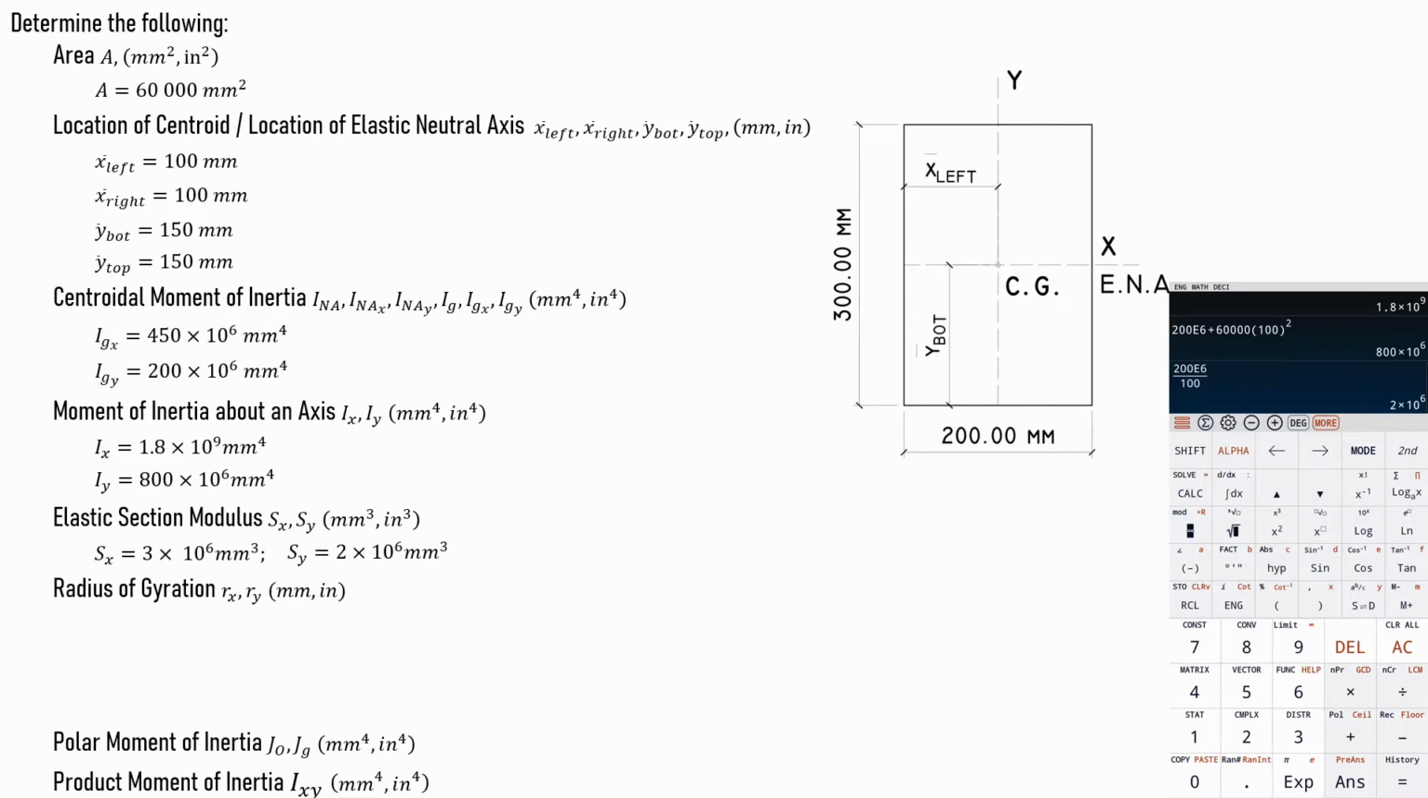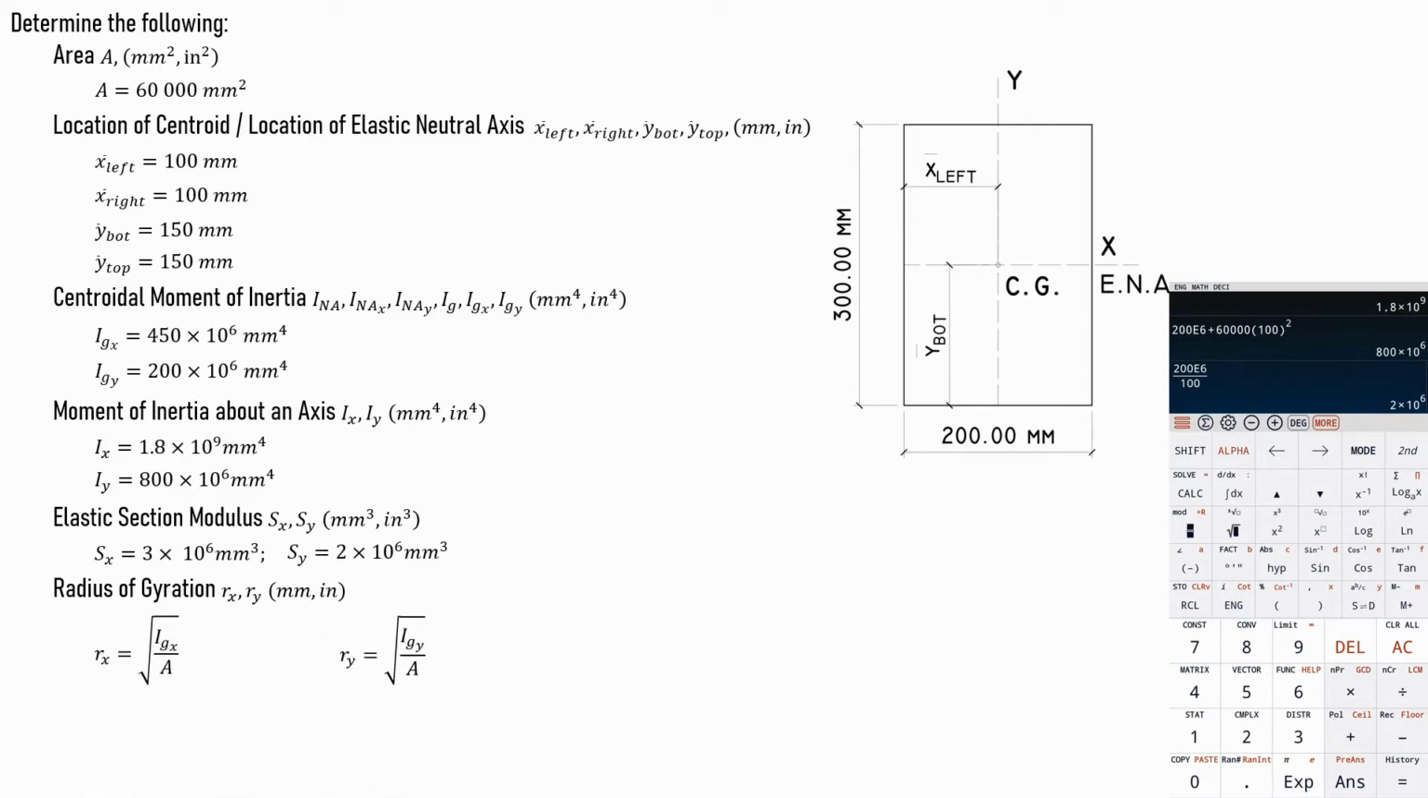So Rx at Ry. So formula natin dito, square root ng IGX over A para dun sa Rx. Tapos yung sa Ry, square root ng IGY over A. So may mga values naman tayo para dun, so substitute na lang natin. So para sa Rx at para sa Ry, so solve natin. So square root ng 450 times 10 raised to 6 over 60,000. Tapos yung isa pa, yung square root ng 200 times 10 raised to 6 over 60,000.